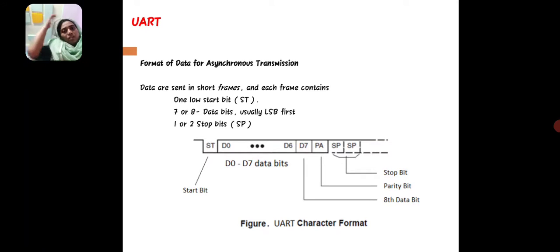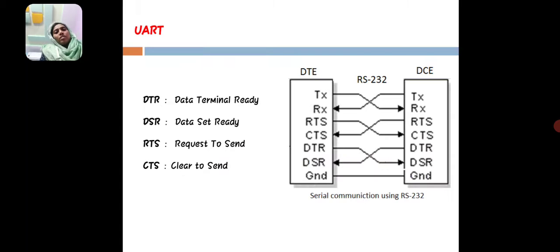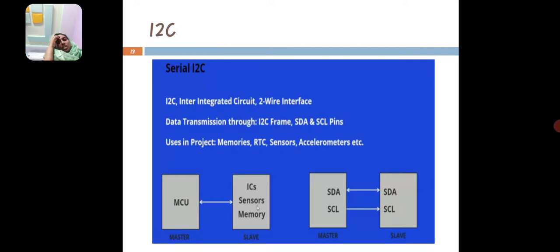So in the next unit, this is about the block diagram. The next one is I2C. I2C is the inter-integrated circuit. It is also a two-wire interface.